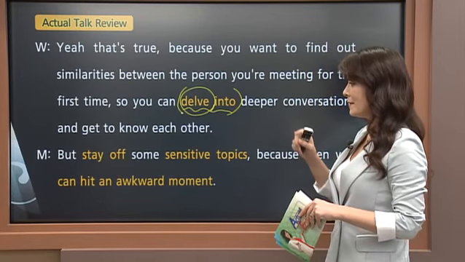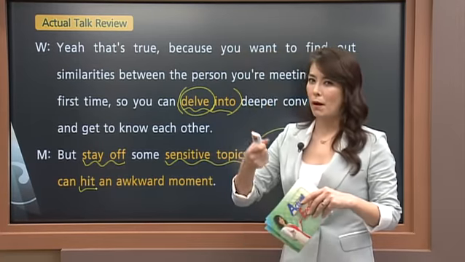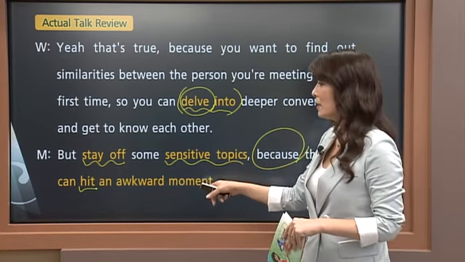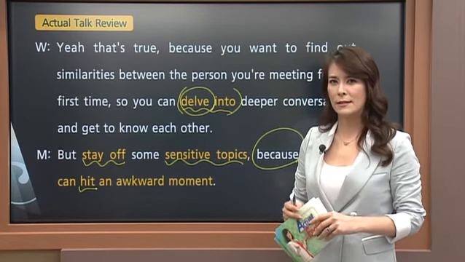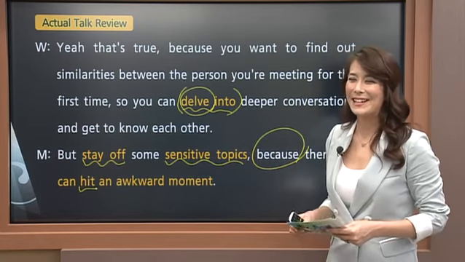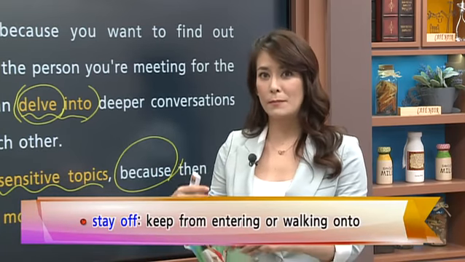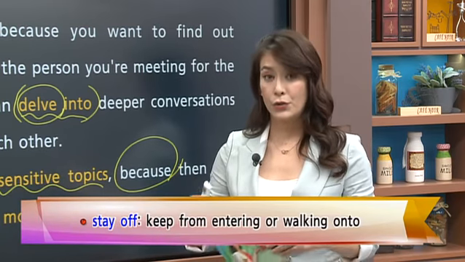Now, Peter says, but stay off some sensitive topics. He's giving some advice. Stay off, okay? Sensitive topics. Why? Because then you can hit an awkward moment. Now, hit in this case does not really mean to punch or hit, but he's saying, well, you can put yourself in a very awkward moment. Let's take a look at what he said, though. He said, but stay off sensitive topics. Stay off. Let's take a look at what that means. I'm sure you've heard of stay away from something or stay away from somebody, which means keep a distance. Stay off means do not enter.